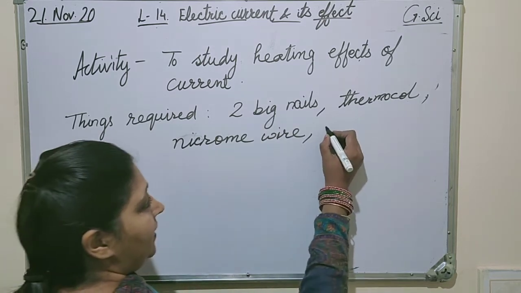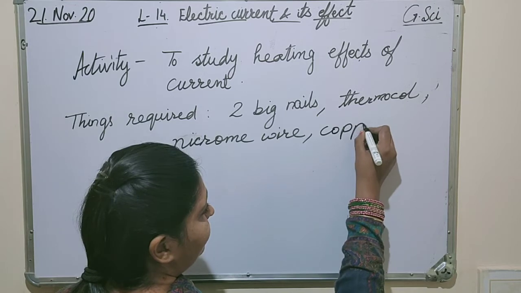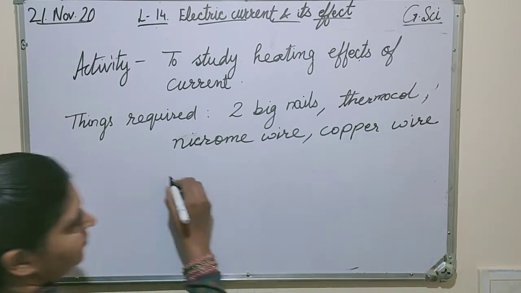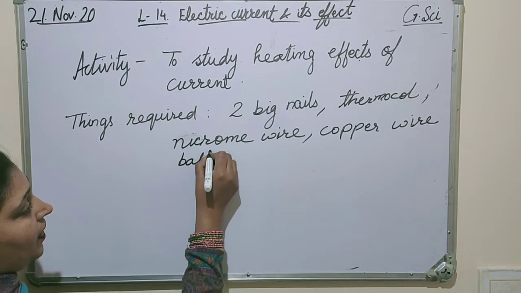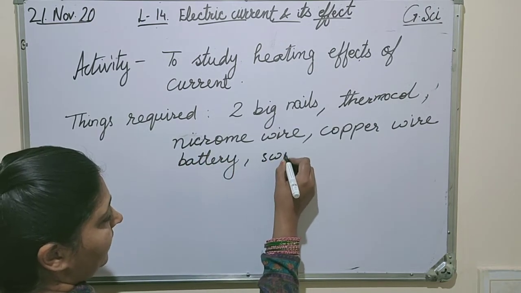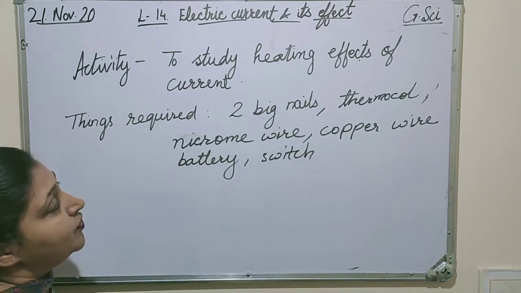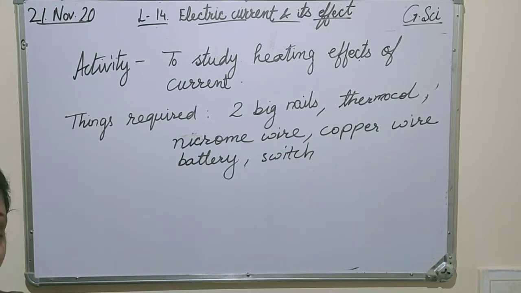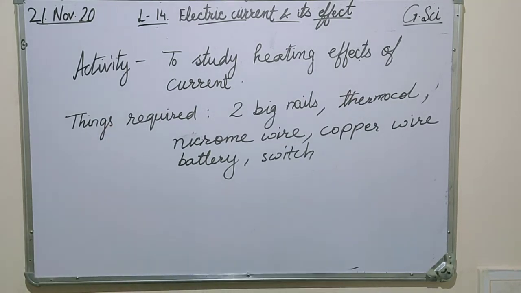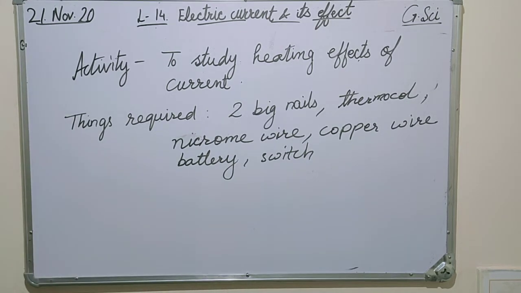Then there is copper wire, battery, and a switch, obviously, because we have to make a circuit. So these are the things we require to perform this activity. What is this activity? To show the heating effects of current. Now children, I will show you.